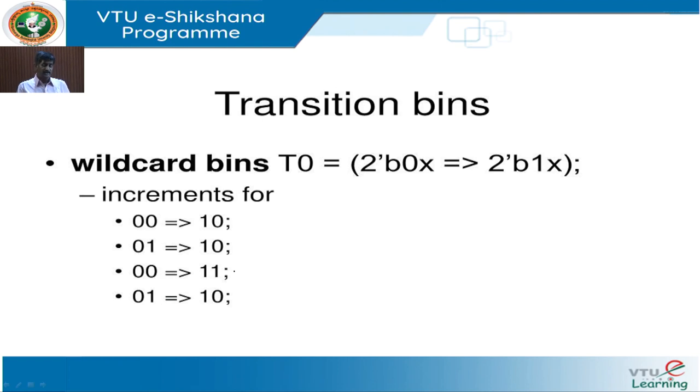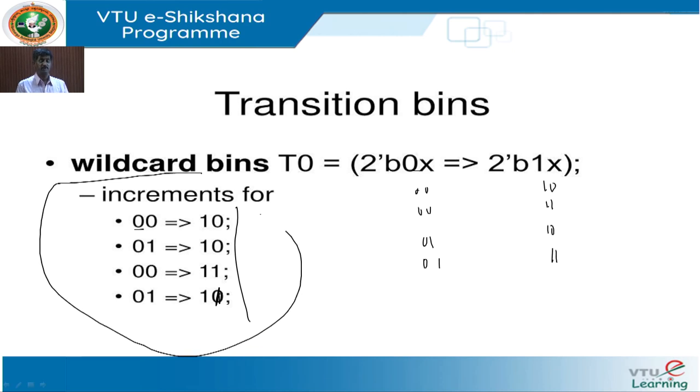So wildcard bins on a transition: wildcard bins T0 will be equal to 2'b00 to 2'b1X, which is incremented from 00, this is wildcard, 00 to 10 or 00 to 11. So again 01 to 10, 01 to 11, which is occurrable, right? So it should be 11. These are the wildcard bins, transition bins. So these are the incrementable storage. If I make it a simple dynamic array, then it will store all four at a time.